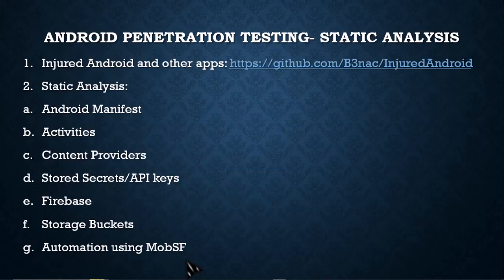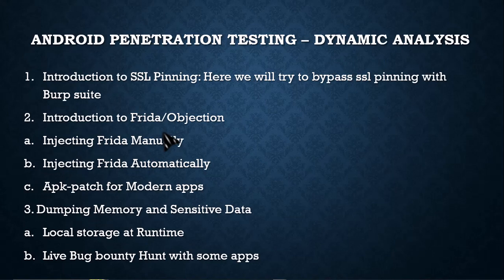Now these are the things we're going to test. In static analysis, we are going to test the AndroidManifest.xml, which I've shown before, but I've not shown the activities, the content providers, the stored secrets or API keys, and Firebase. This is the penetration testing process we are going to follow.